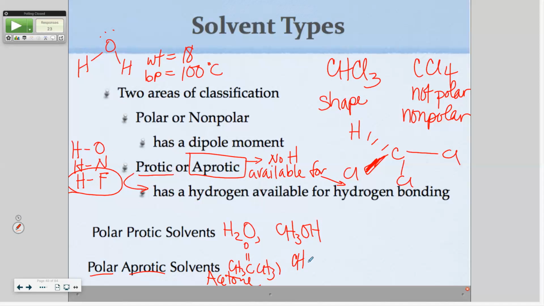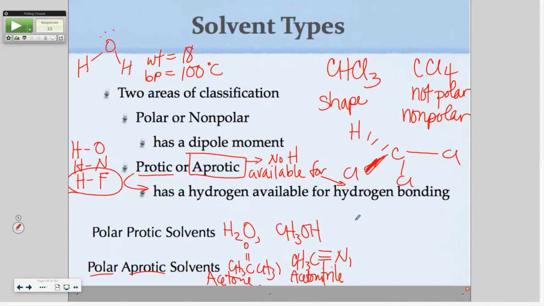The one that was on that other slide. Acetonitrile. Okay, where's the negative end? Where the nitrogen is. Okay.